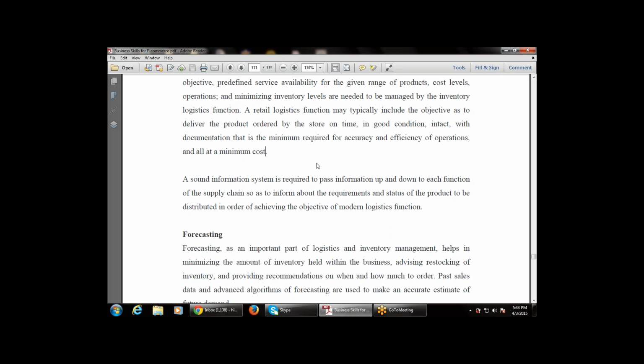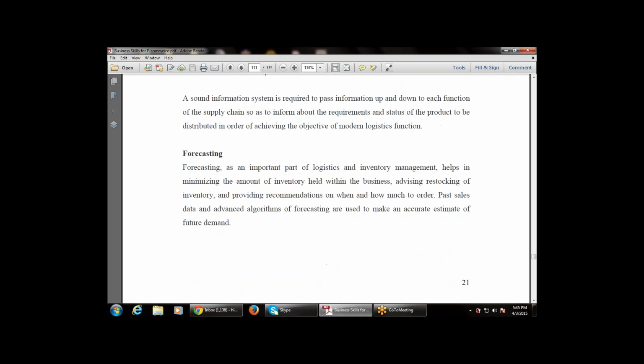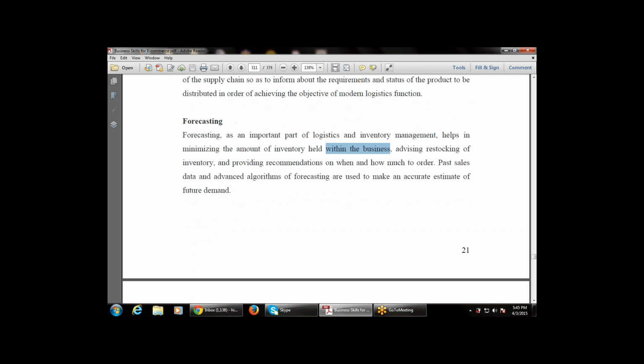So a sound information system is required to pass the information up and down to each of the functions of the supply chain. So what are the main objectives, or what are the main functions provided by modern logistic systems? One is forecasting. It can be used as an important part of logistics and inventory management. That helps in minimizing the amount of inventory that is held within the business.